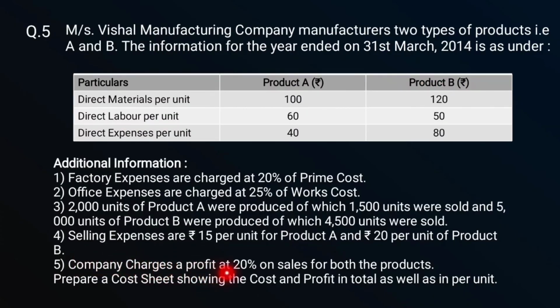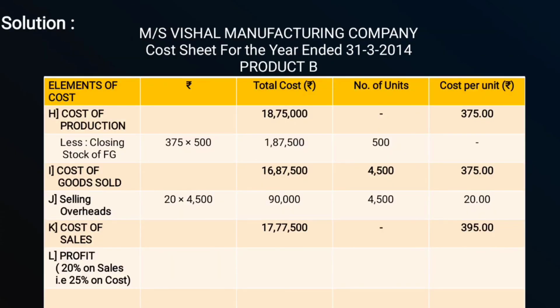Company charges a profit at 20% on sales for both the products. So 20% of sales, that is 25% on cost. So 25% of 17,77,500 will be rupees 4,44,375. Number of units will be 4,500 and cost per unit will be rupees 98.75 per unit.